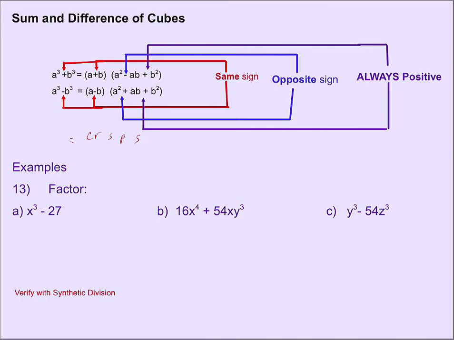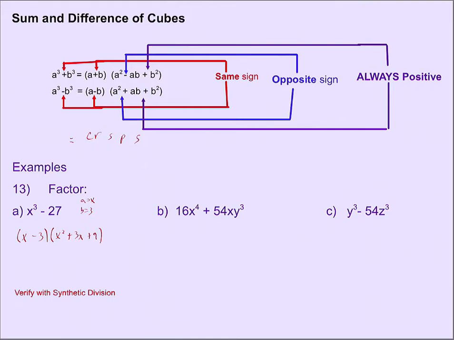It's worth noting here that our cube roots, the first cube root is just plain old x. The second cube root is 3, because 27 is 3 cubed. So we'll do our cube roots, and then our square, and then the product, and then the square. The square of the 3 is 9. That's it. That's how you factor it.